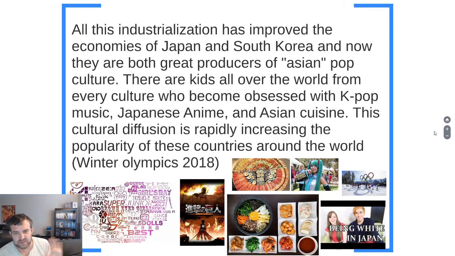And so they're also producers of Asian pop culture. Okay, there's so many kids that I know in high schools in America who are like, Mr. Brown, I love anime. Mr. Brown, I love K-pop. And they're all about Japan. They're all about South Korea. And it's because the Japanese and the South Koreans have that sort of higher economic standing in Asia that they do have this globalized culture.